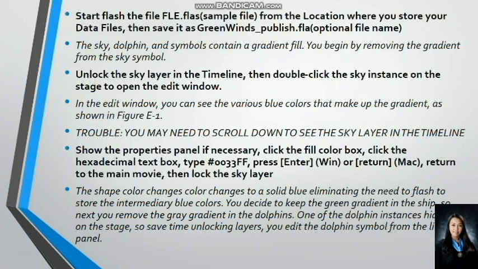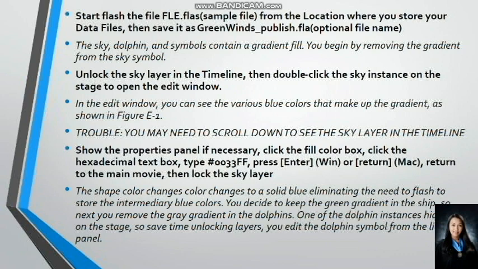Next, you may need to scroll down to see the sky layer in the timeline. The problem is, after you have done all your layers and all your frames, you have a lot of layers. You can scroll down patiently through all the objects you have in your animation. But show the property panels if necessary.